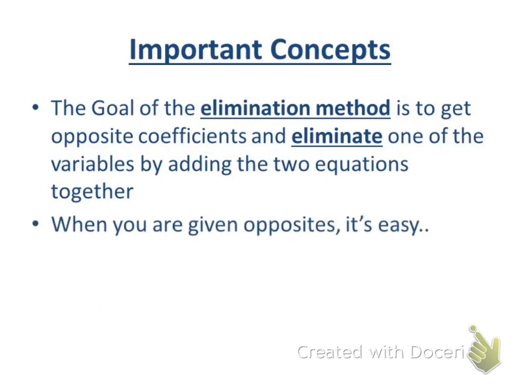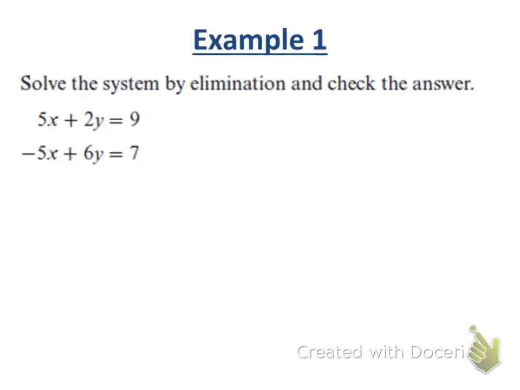So, for example, we have 5x plus 2y equals 9, and negative 5x plus 6y equals 7. Our goal in the elimination method is to eliminate one of the variables by getting opposite coefficients. We got it: positive 5 and negative 5. So what do we do then? What did the process say? The goal of elimination is to get opposite coefficients and eliminate one of the variables by adding the equations. Add the two equations together.